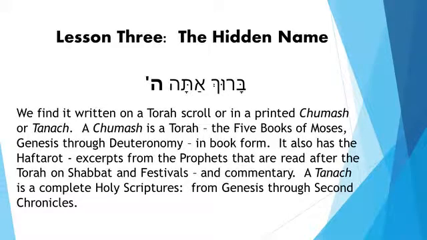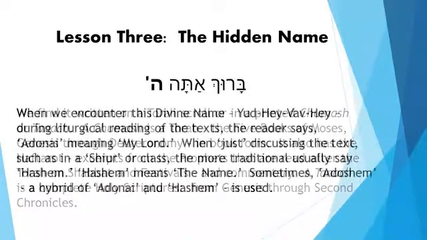We find it written on a Torah scroll or in a printed Chumash or Tanakh. A Chumash is a Torah, the five books of Moses, Genesis through Deuteronomy, in book form. It also has the Haftarot, excerpts from the prophets that are read after the Torah on Shabbat and festivals, and commentary. A Tanakh is a complete holy scriptures from Genesis through 2 Chronicles.